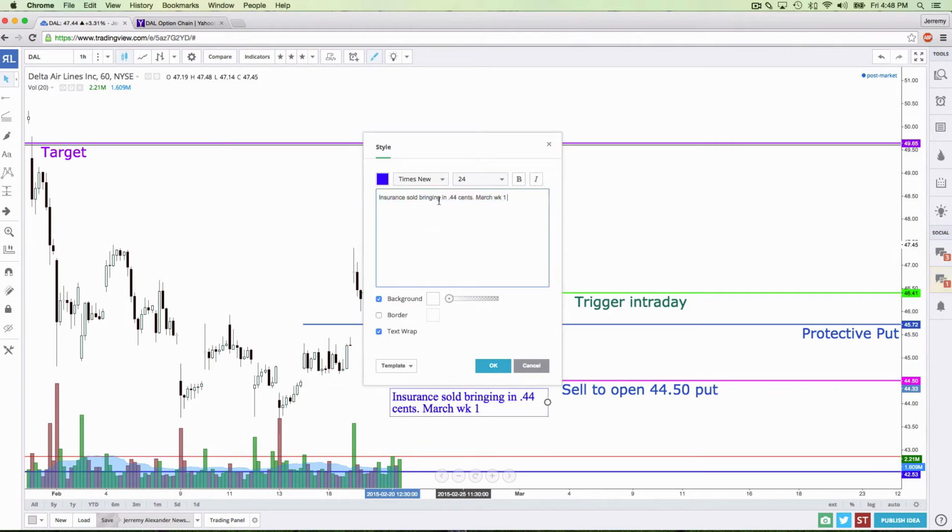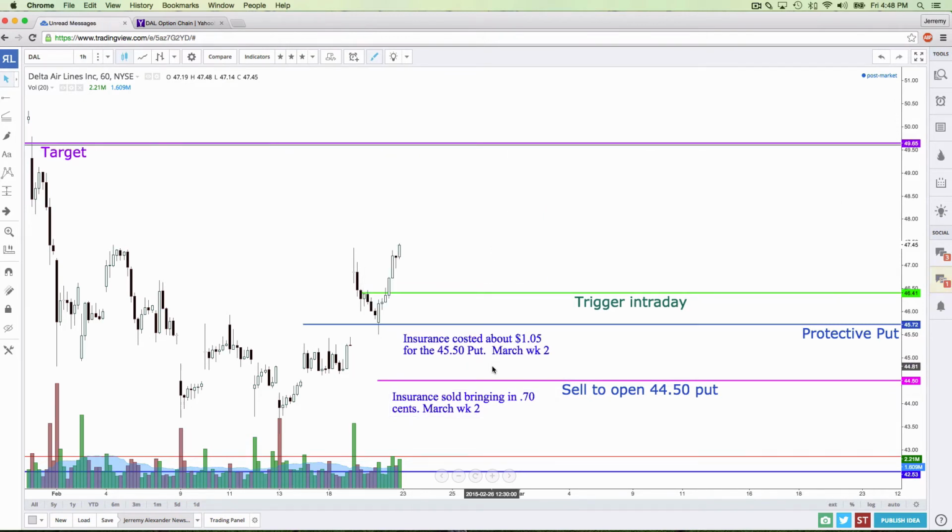So if I sell my insurance, bringing in 70 cents, March week 2, I've now offset my cost of the insurance to only 30 cents. And ladies and gentlemen, well, I guess true mathematicians will yell at me, 35 cents. 35 cents is my risk. That means that numerical value, the stock had to go from here to there. All of this is potential profit. And it kept me in the trade. Interesting.